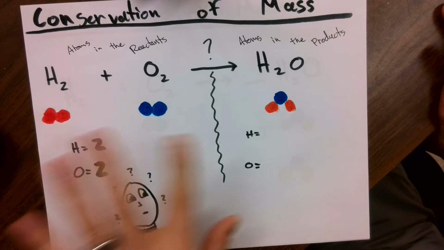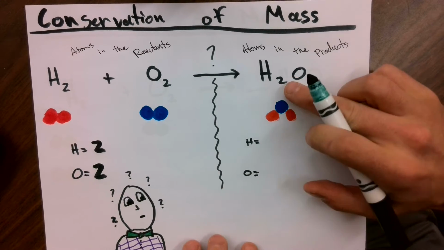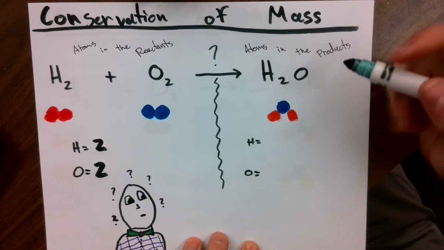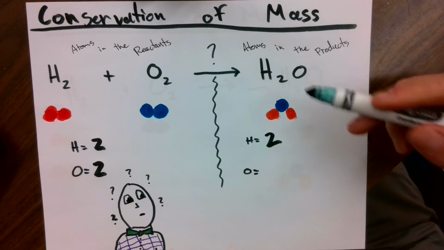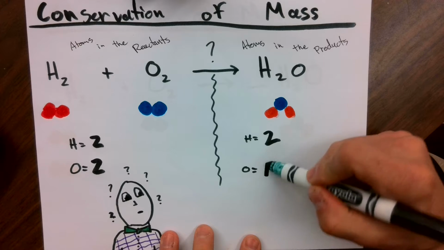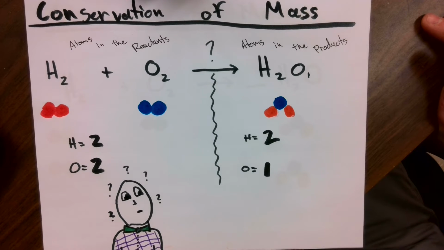Okay, 2 hydrogen, 2 oxygen on my reactants. Now my products, once again, I'm following these subscripts. How many hydrogens do I have? Well, I have 2 hydrogen. Okay. Well, how many oxygen do I have? I only have 1 of those. Okay, remember there's a phantom little 1 right here.